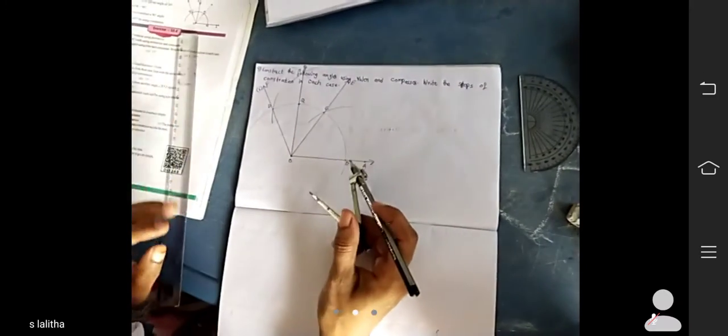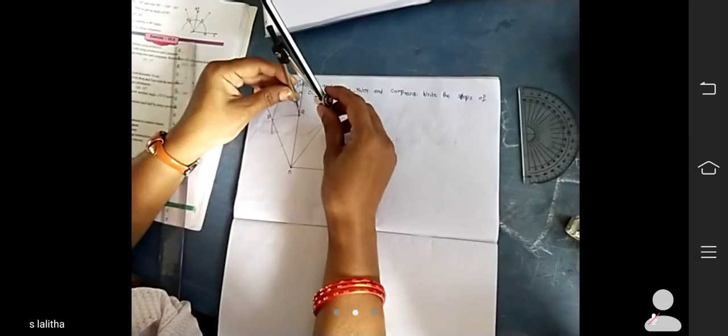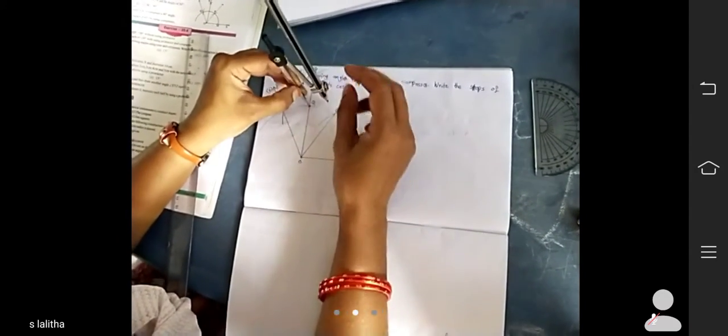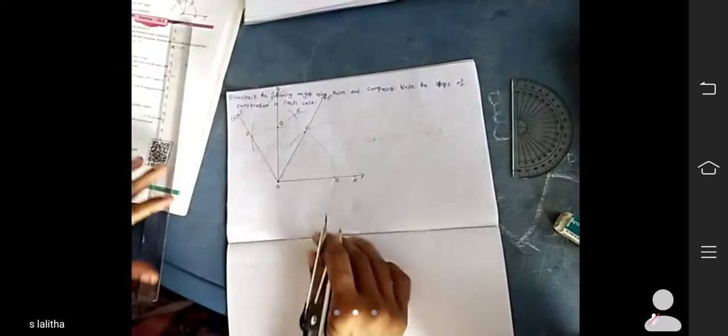Taking Q and C as center with radius more than half, draw an arc with Q like this, and with C also the same radius, draw an arc. Now these two arcs will be intersected here. Put the point R here. Now join the line OR.